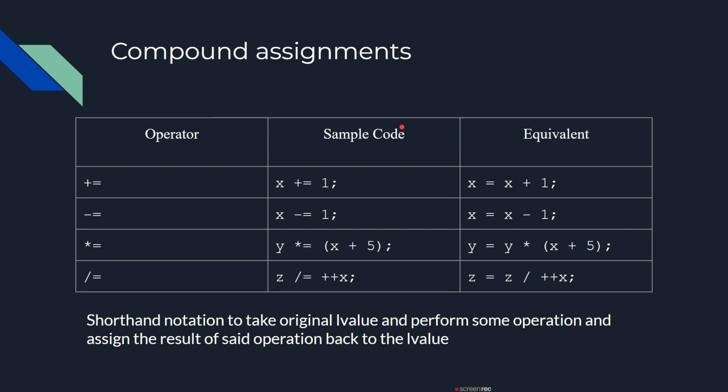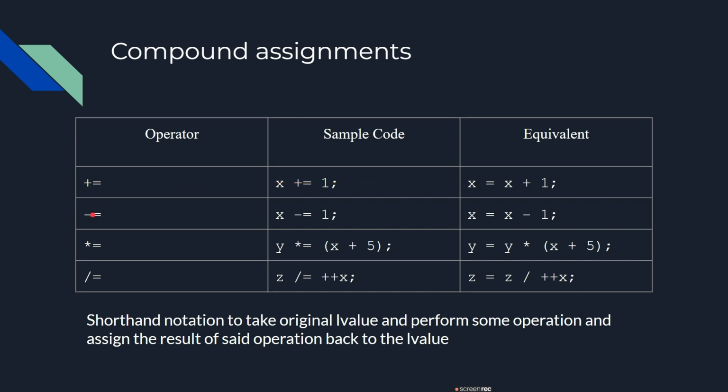In the middle column, we have a sample code of how one might see this in a statement. And on the right-hand column, we have what will be the equivalent of that statement. Starting from the addition, we have plus equals. Sample code here, we might see x += 1. And then the equivalent code of that being x = x + 1. And going back to our definition, what we will be doing is taking the original L value, in this case the L value being x, perform some operation, the operation here being adding 1, so x + 1, and last but not least, assigning the result of x + 1 back to the L value being x.